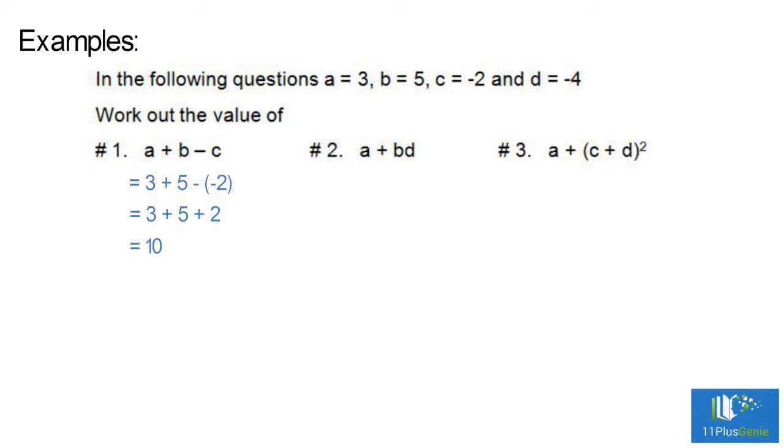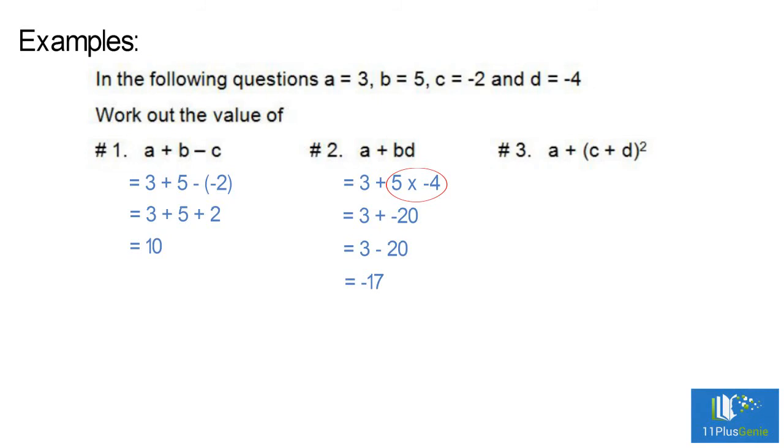Number 2. Work out the value of A plus BD. If we substitute, we have 3 add 5 times negative 4. We must do the multiplication. 5 times negative 4 is negative 20. We now have 3 add negative 20, which equals 3 take away 20, which is negative 17.